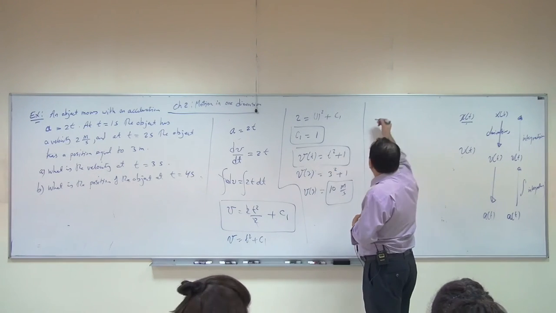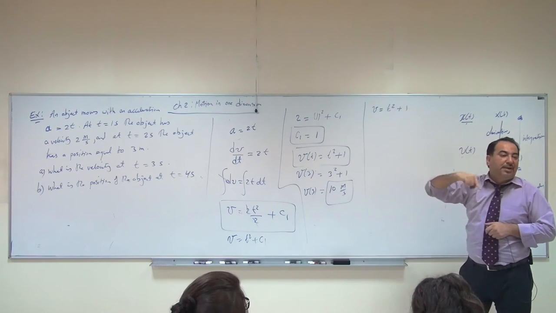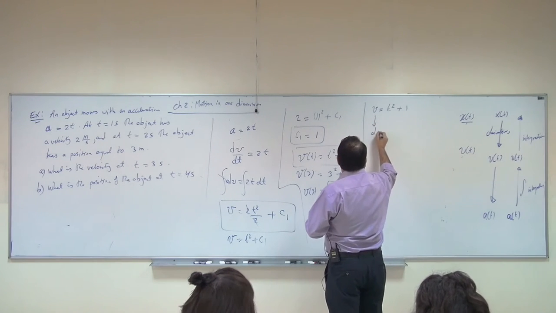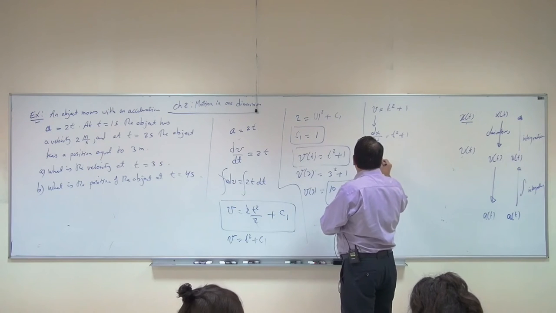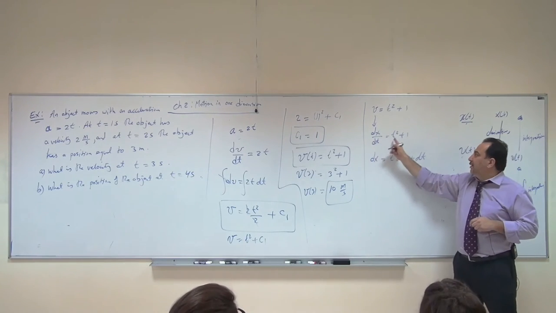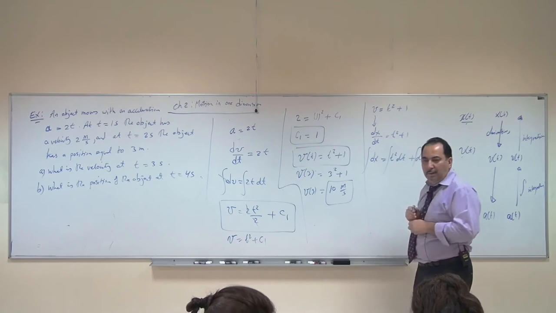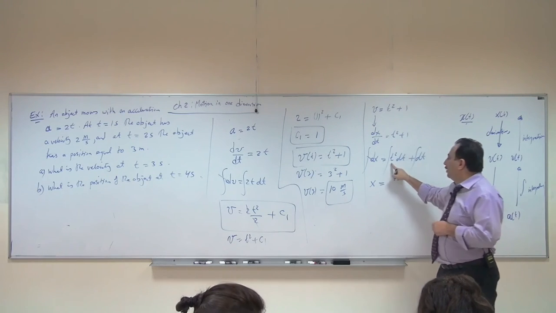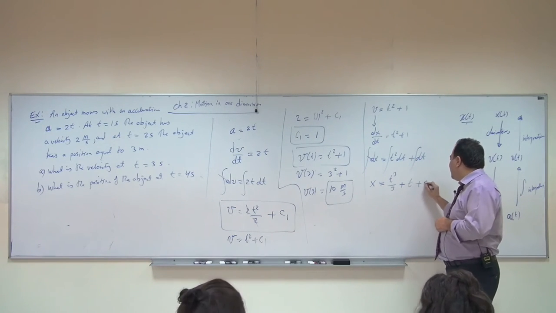Now again, this function, v equal t squared plus 1. Can I integrate now? No, because I don't have a rate of change. Where is the rate of change? dx dt. So replace v by dx dt equal t squared plus 1, and separate the x from the time. You'll have dx equal t squared dt plus dt. Distribute the dt. Now I can integrate. Integration and differentiation cancel. So x equal t cubed over 3 plus t plus C2.